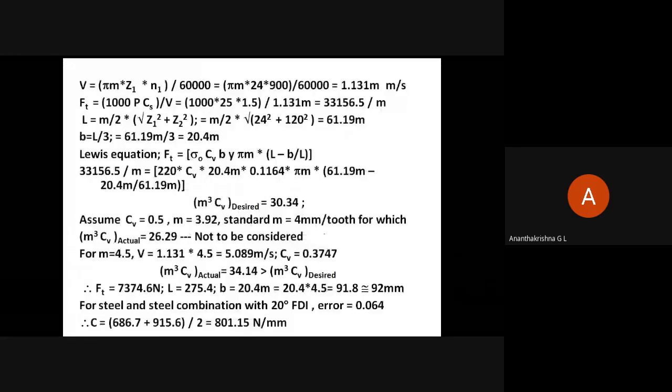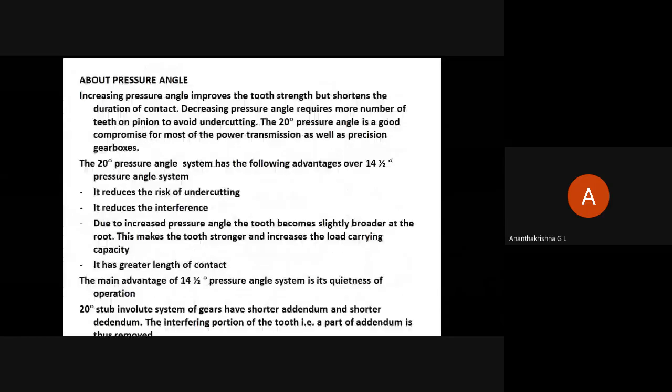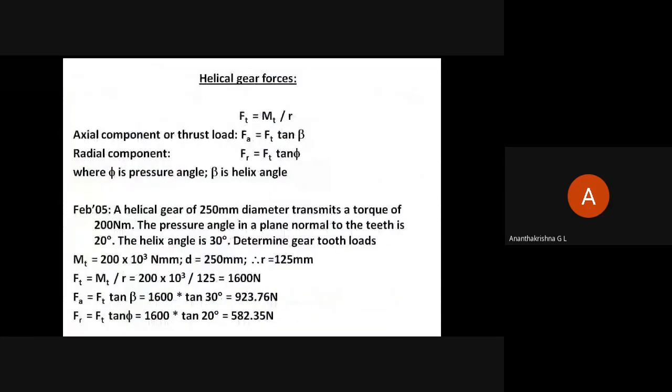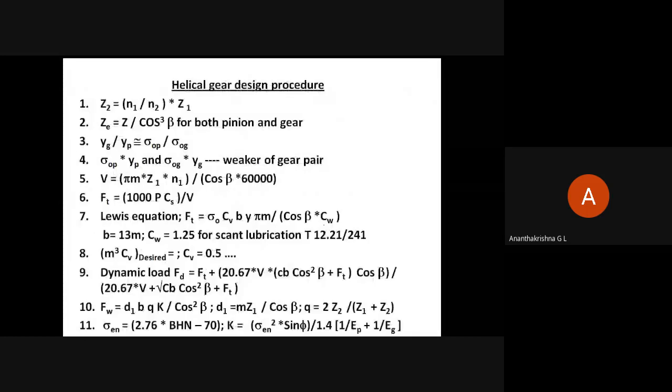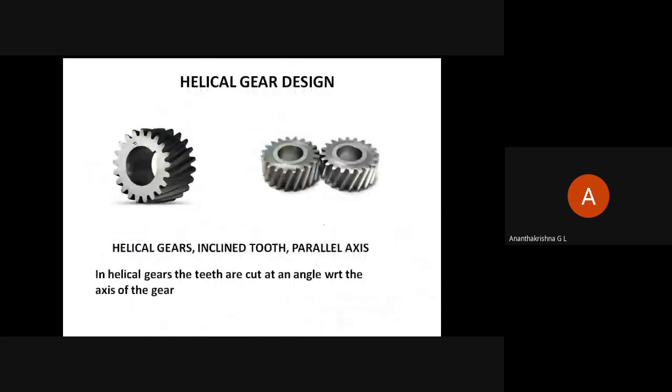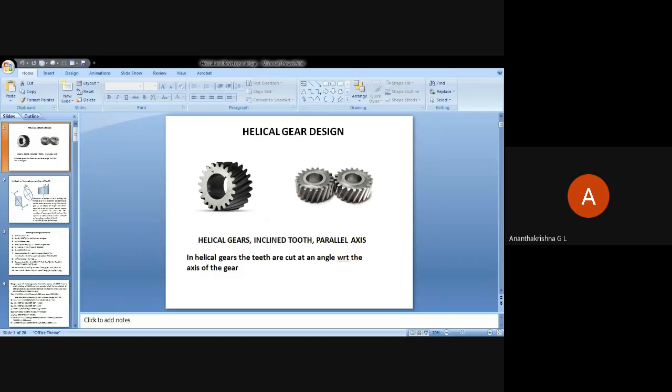Before bevel gears, we learnt about interference and undercutting, and then helical gear design. And before that, we learnt about spur gear design. Are you all there? Yes, sir. So we learnt about spur gear design, helical gear design, and bevel gear design put together in a module. What is the module number of these gears? Any idea?